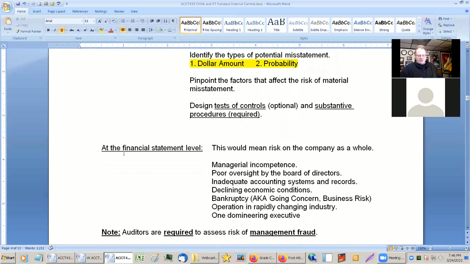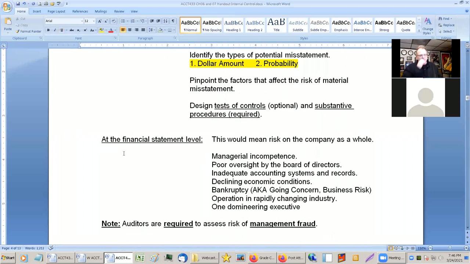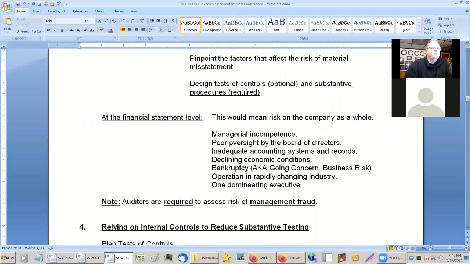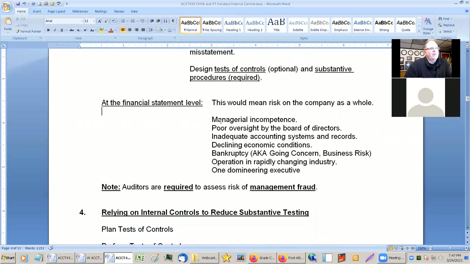Okay, financial statement level. So these are risks that potentially put the entire financial statements at risk of being misstated. And they're usually things that come about because of pressures. Management incompetence, you'd be surprised what sometimes you'll hear management people say. Poor oversight of the board of directors. Sometimes the board of directors don't do anything.